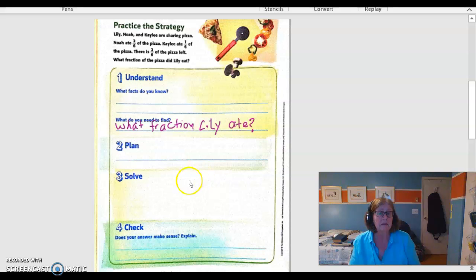I'm laughing because Lily obviously didn't eat a fraction. She was eating pizza. So how do you like that? That's why it's important to be thinking about what you're writing.